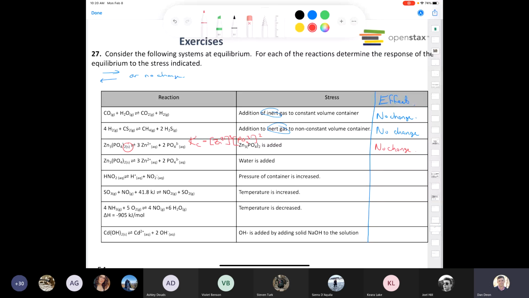What happens in the next one, though, if we add water to this? This is a good question. What if we add water?